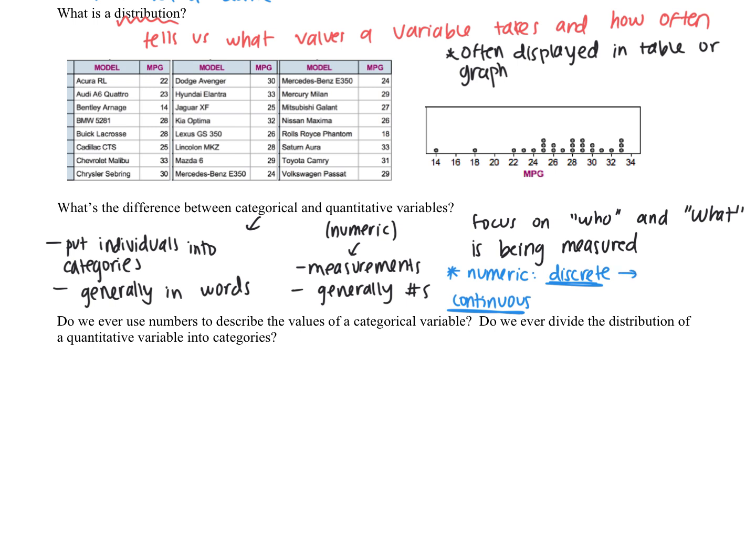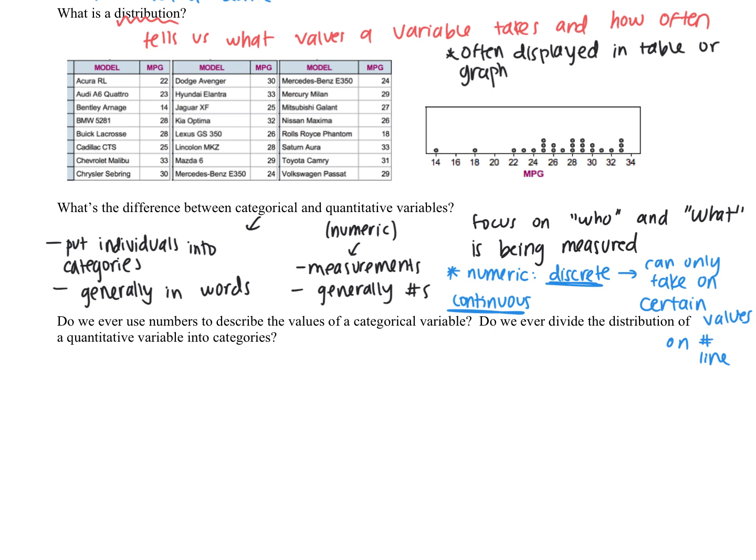A discrete variable still has to be numeric, but that value or that variable can only take on certain values on a number line. So for example, if I asked you, how many siblings do you have? That would be discrete. You can have 0, 1, 2, you can't have 1.5. When I say certain values on a number line, I don't necessarily mean whole numbers though.